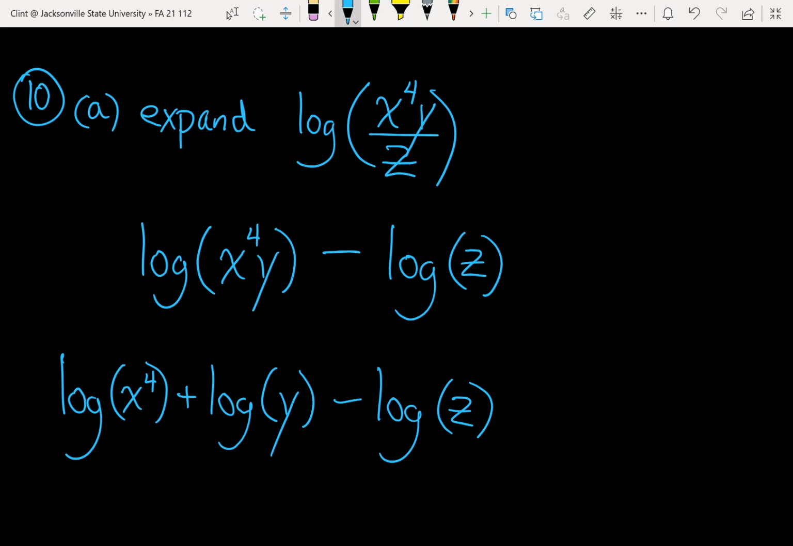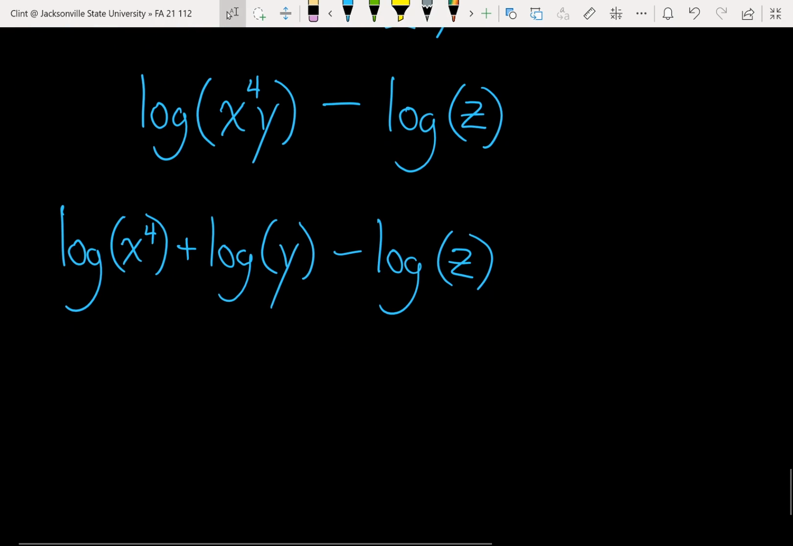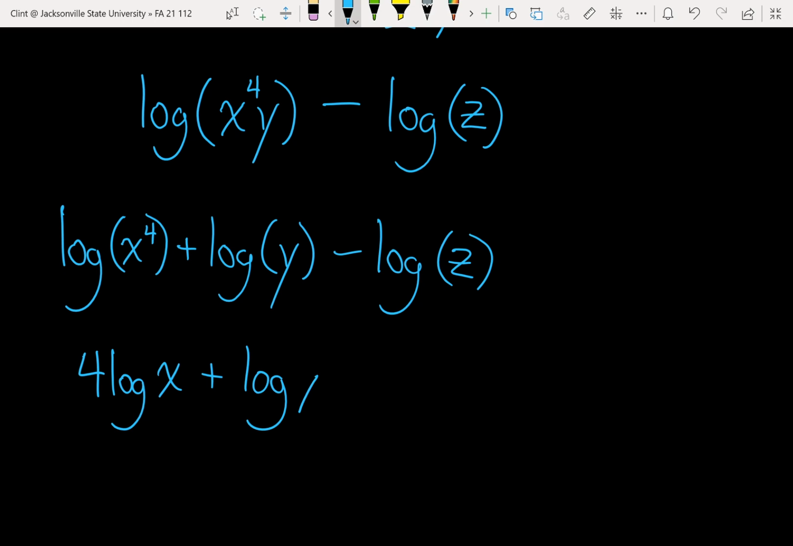And then we've got one more thing we can do, because we have that x to the fourth power. If we have an exponent inside of a logarithm, what can we do with it? Remember that one? Put it in front like a coefficient. So when we get it fully expanded, we'll have 4 log of x plus log of y, I'm just dropping the parentheses because we don't really need them, minus log of z.